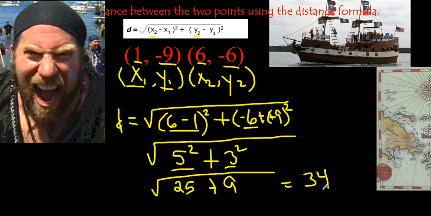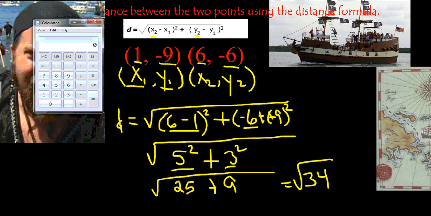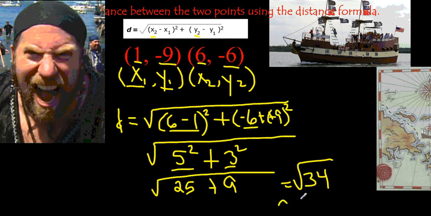And we're going to take the square root of that 34. If we take the square root, we're going to get a decimal answer. So we don't know the exact distance, but we know very, very close that it would be about 5.8. The distance is about 5.8.